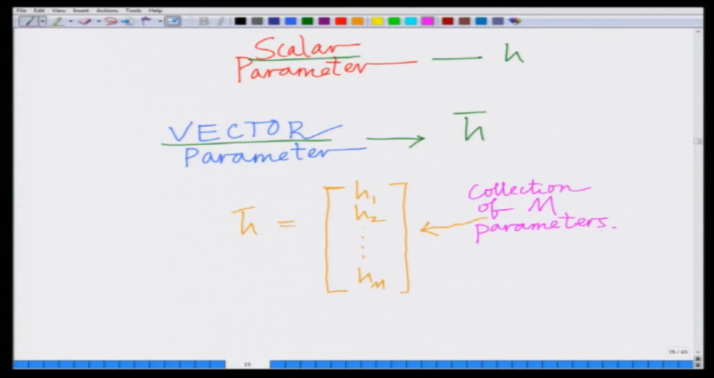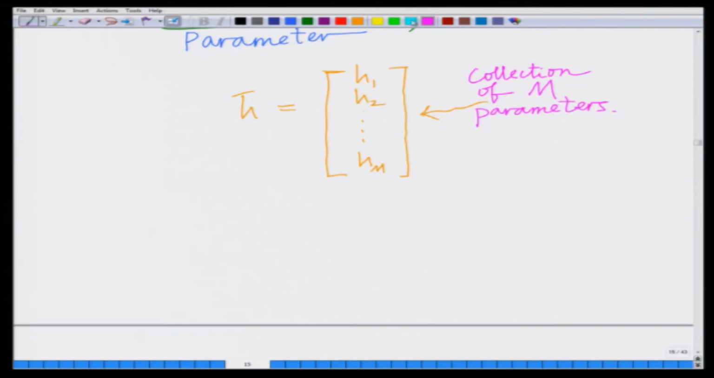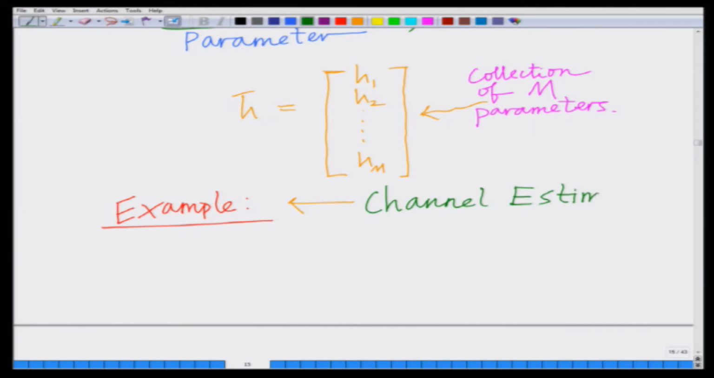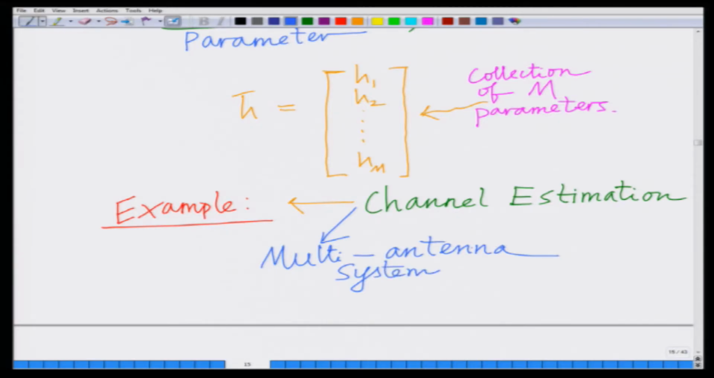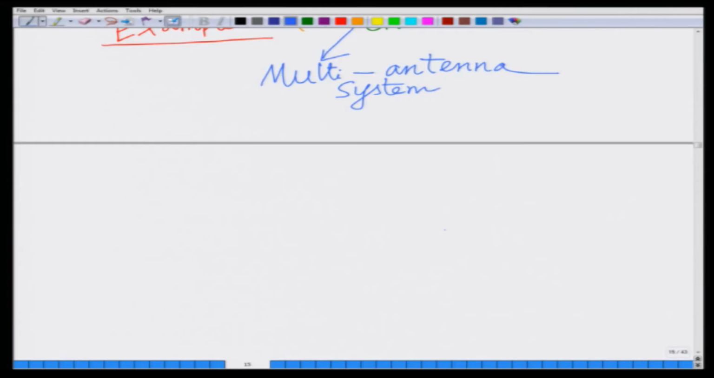So let us start with a simple example in the context of a wireless communication system. Again, similar to our example previously, let us look at channel estimation. Remember, the estimation of the fading channel coefficient in a wireless system is known as channel estimation. However, let us look at channel estimation in a multi-antenna system. So far we have considered only a single antenna communication system.